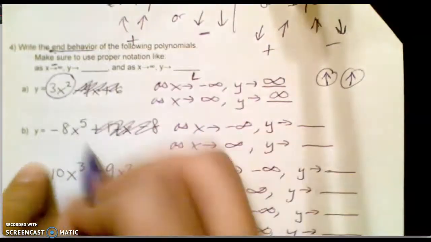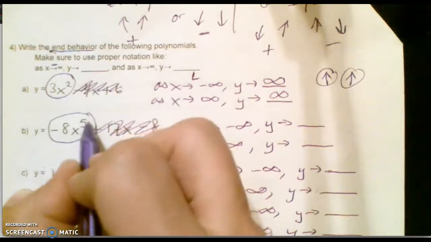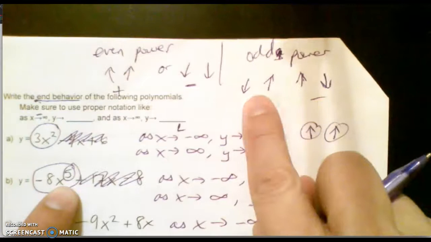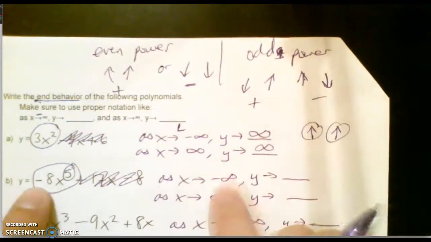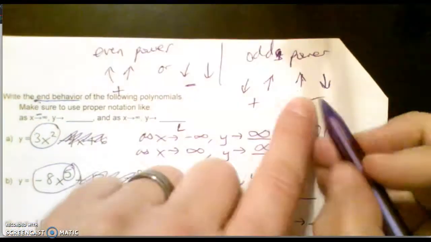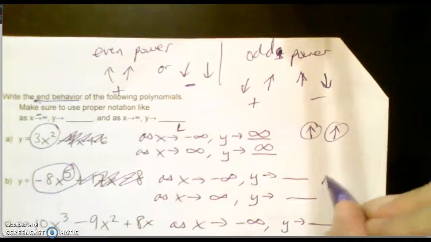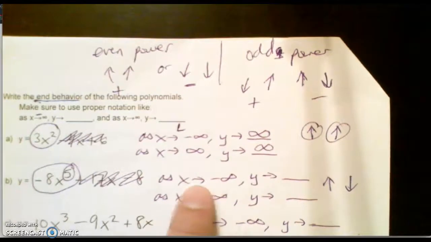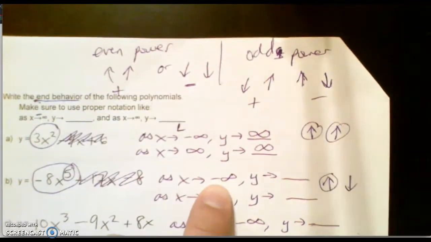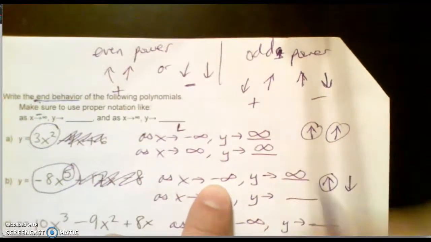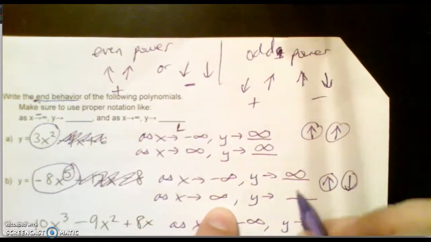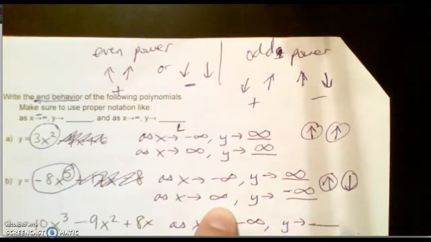Okay? Then we go here. Remember, I don't care about the number in front. Is the power even or odd? The power is a 5, so it's either going to look like this or this. Since it's a negative in front, I know it looks like this to the left and this to the right. So as x goes left, that's what negative infinity means, my graph looks like that, which is positive infinity. As my graph goes right, it looks like this, which is down forever.